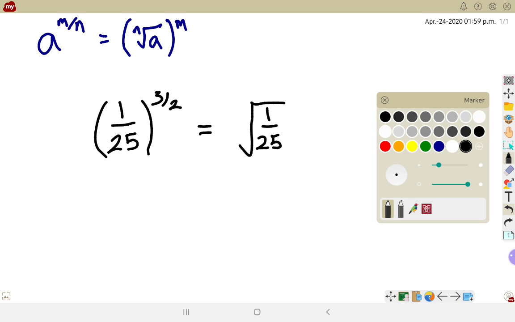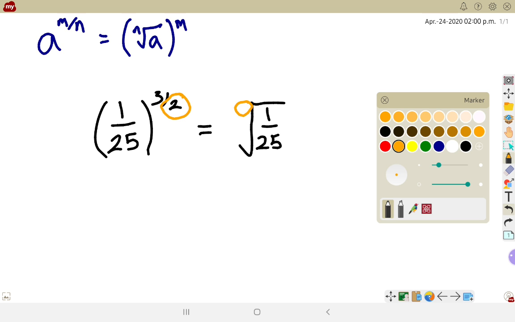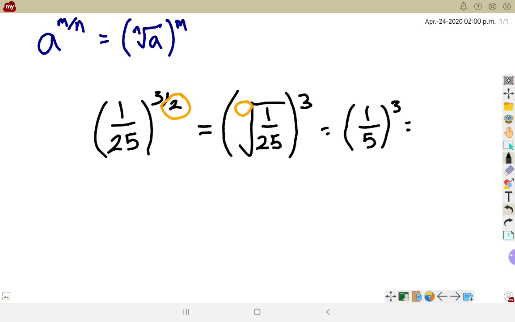Okay, and I'm taking the square root because 2 is the number in my denominator, so 2 must be the number in my index. And I'm not going to write the 2 because we don't write the 2 on a square root symbol, and then I'm going to cube it afterwards. Okay, so the square root of 1 over 25, the square root of 1 is 1, the square root of 25 is 5, so we get 1 over 5, and then we're going to cube that. Okay, so 1 cubed is 1, and 5 cubed is 125. Okay, let's do another one.